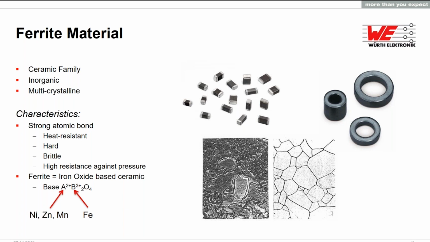So, on to the basics. Ferrite material. What is a ferrite material? Ferrite is part of the ceramic family. It's an inorganic material and multicrystalline. This means that a ferrite is quite hard in structure.